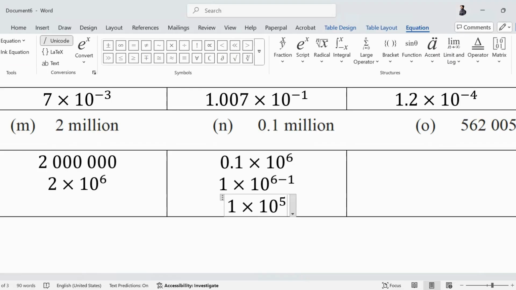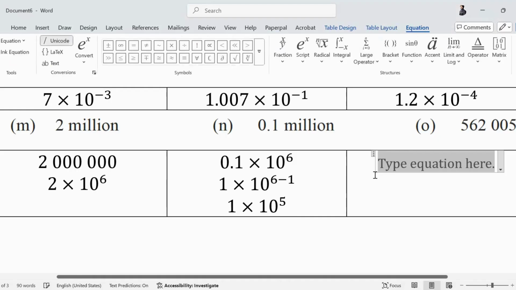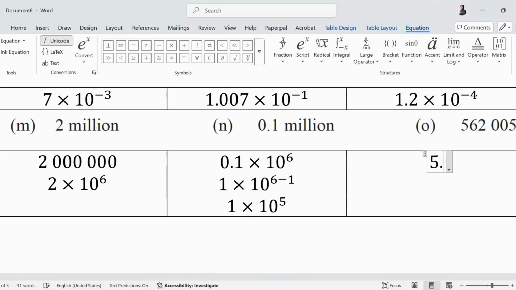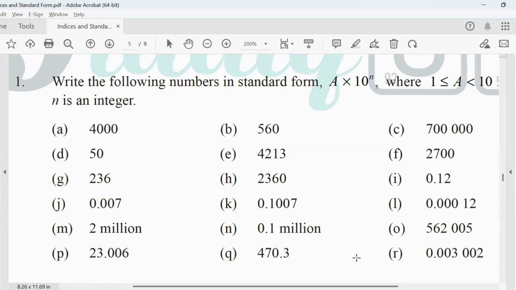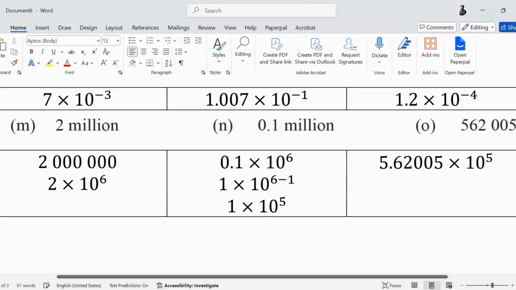Is this clear? So please be calm and cool about other forms as well. Do not stress yourself, but just worry about giving the final answer in standard form. What about part O? 5.62. Okay, right now I'll write it to all the significant figures. Exponent 5. We'll do 3 more parts.